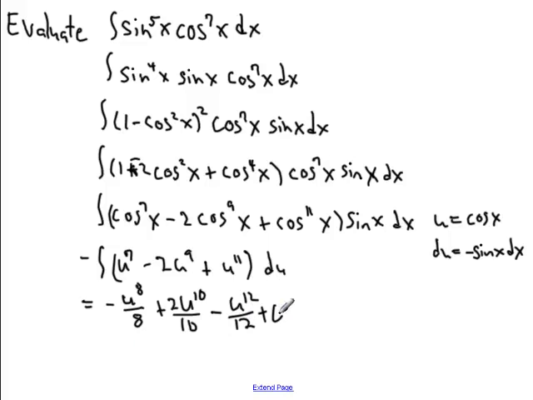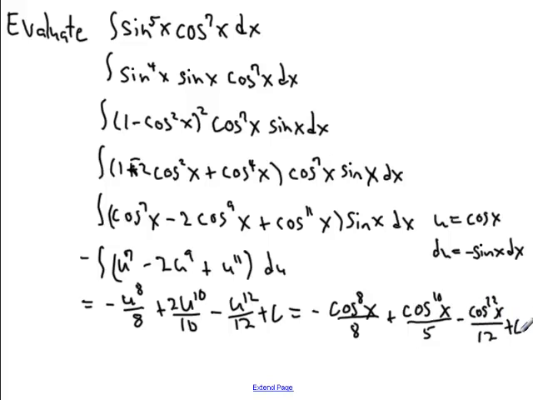Finally, we substitute back our cosine x, and we have minus cosine 8x over 8 plus cosine 10th x over 5 minus cosine 12th x over 12 plus c.